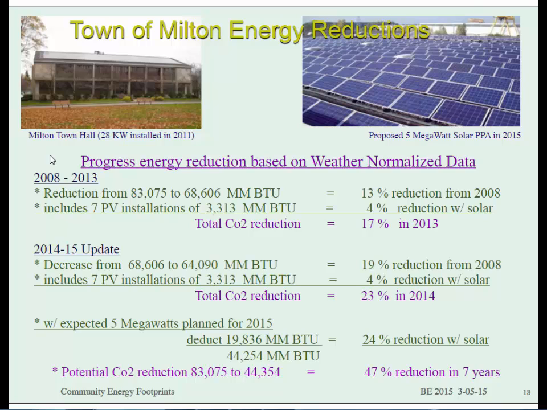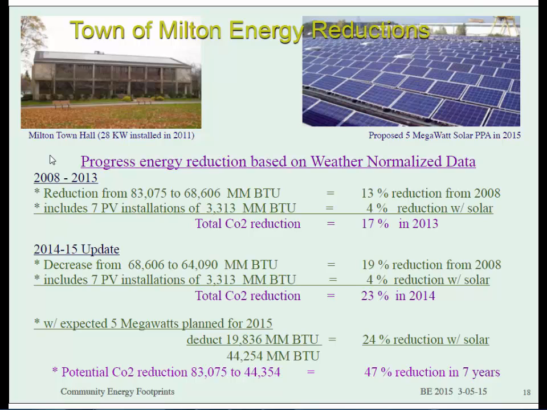I think a handful of these corner panels just fell off, so we're working on that. We're probably not the only town dealing with that issue. But we had about a 19% reduction in 2014, and then adding the solar, it's down to about 23% in 2014, so that's where we are right now.